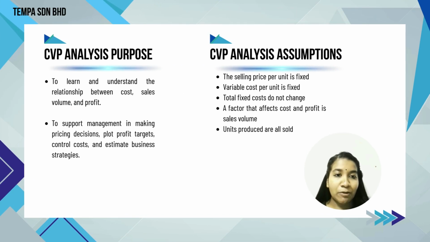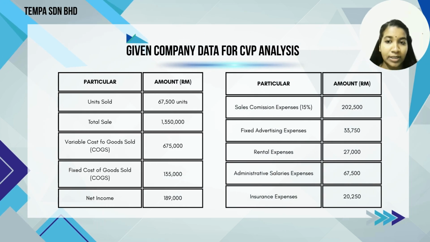When we look into CVP analysis, the purpose of CVP analysis is to understand the relationship between cost, sales volume, and profit. CVP analysis helps management in making pricing decisions, planning profit targets, controlling costs, and evaluating different business strategies. The CVP analysis is based on several assumptions. First, the selling price per unit is fixed. Secondly, the variable cost per unit is also fixed. Thirdly, total fixed costs do not change. In addition, sales volume is the main factor that affects cost and profit, and all units produced are assumed to be sold.